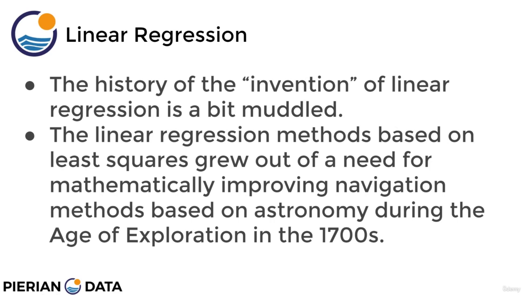Okay, let's talk about the history of the invention of linear regression. To put it simply, it is a bit muddled. But what we can do is understand the motivation behind developing linear regression. In general, linear regression methods, as well as the mathematical groundwork for them, grew out of a need for mathematically improving navigation methods based on astronomy during the Age of Exploration and after, in the 1700s and early 1800s. Essentially, when you have ships out in the ocean, what they're using for navigation are star positions, basically astronomy. And a lot of mathematicians in this era are using mathematics to understand the movements and shapes of stars, moons, and planets.